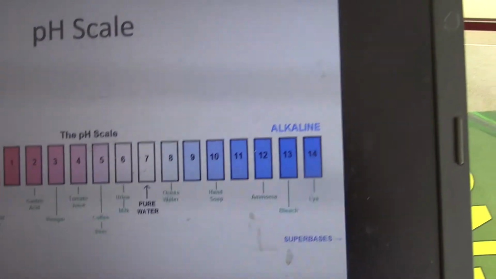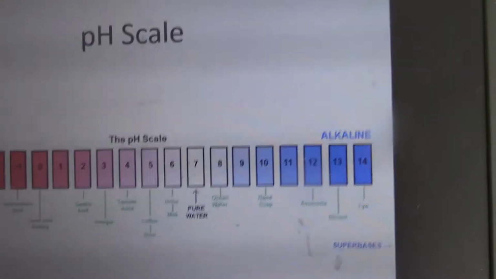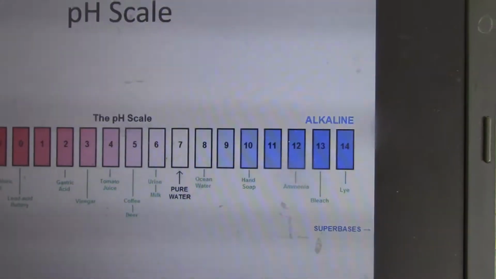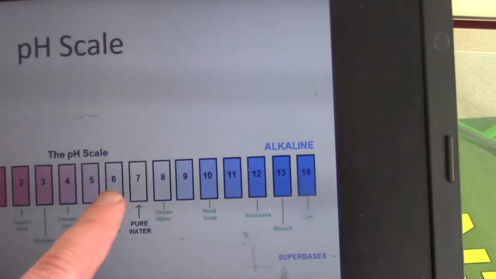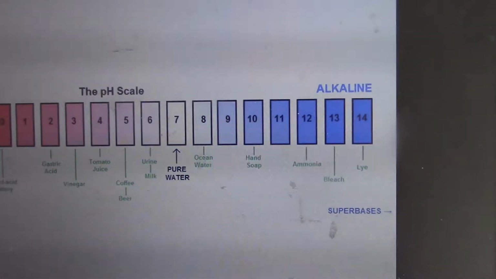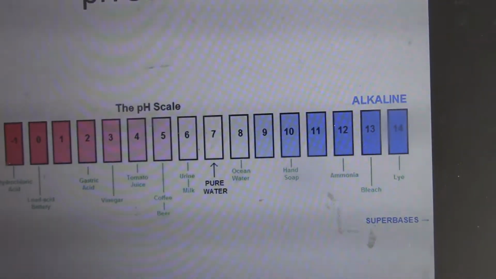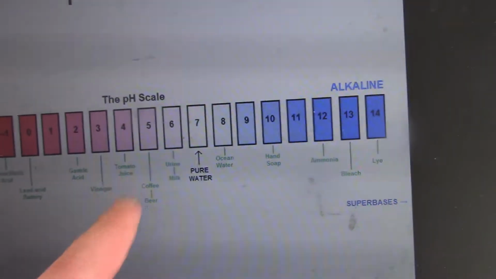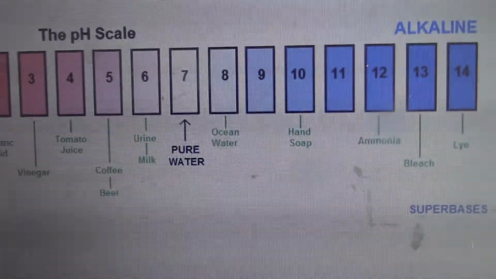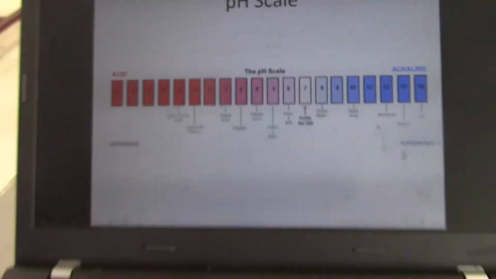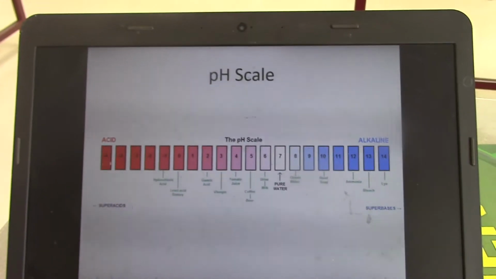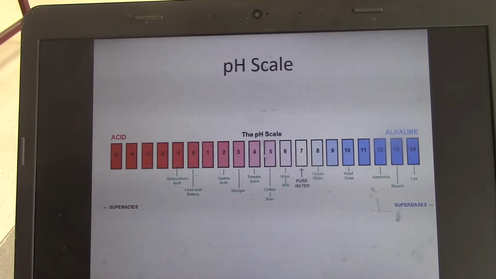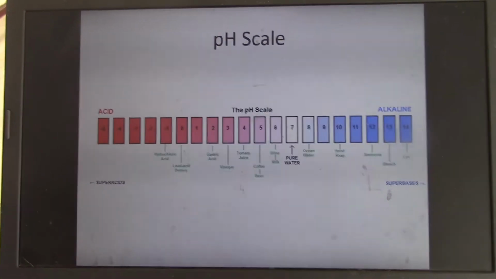And then the same thing goes over here. If I go from a pH of 7 to a pH of 6, urine or milk would be 10 times more acidic than water, and then we'd go 10 times 10. So coffee or beer would be 100 times more acidic than a pH of 7. And tomato juice would be 1,000 times more acidic than a pH of 7. All right, so we've turned this into a log, and these change by an exponential factor.